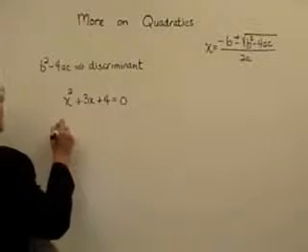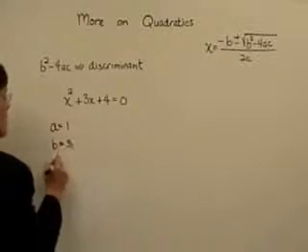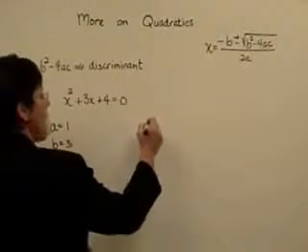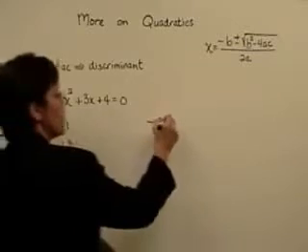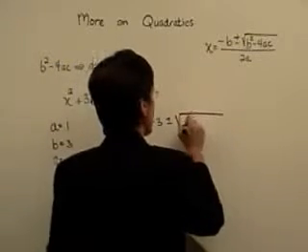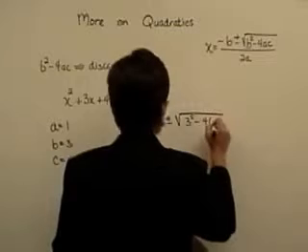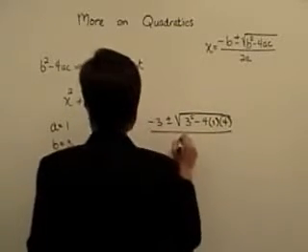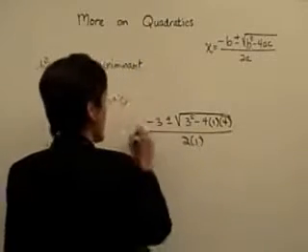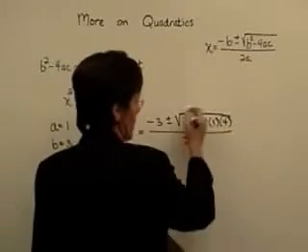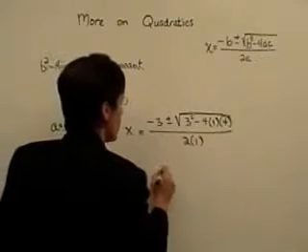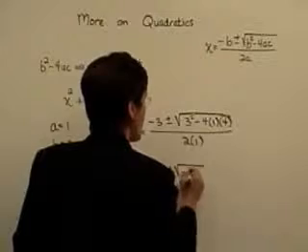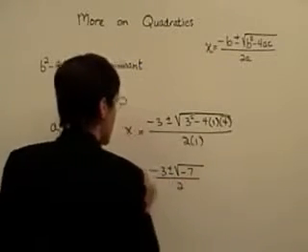Here, A is equal to 1, B is equal to 3, C is equal to 4. I will then have the opposite of B, which is a negative 3, plus or minus the square root of B squared, minus 4 times A, which is 1, times C, which is 4, all of that divided by 2A. Again, all I really care about is this discriminant. It is equal to the square root of 9 minus 16, or a negative 7, all over 2.